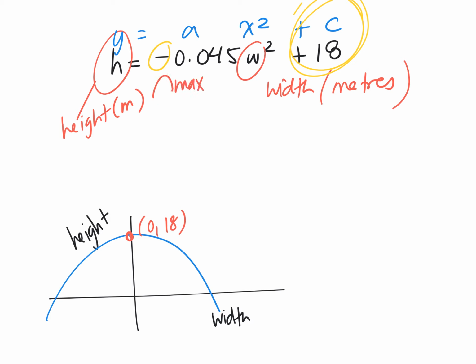So for A, it says determine the maximum height. What is it? What's the maximum height of this parabola? Can it go higher than this point? So 18 meters.